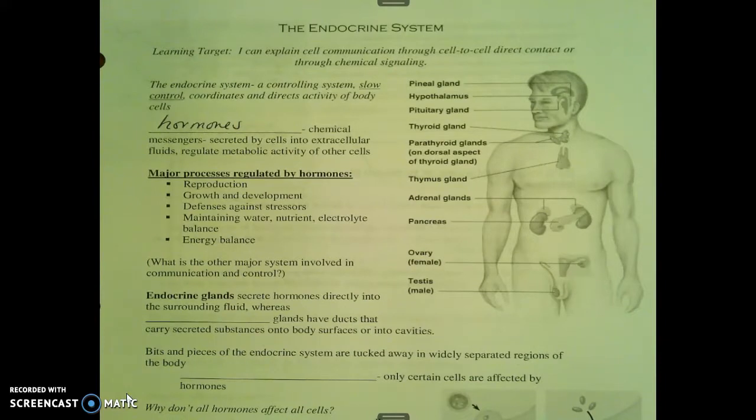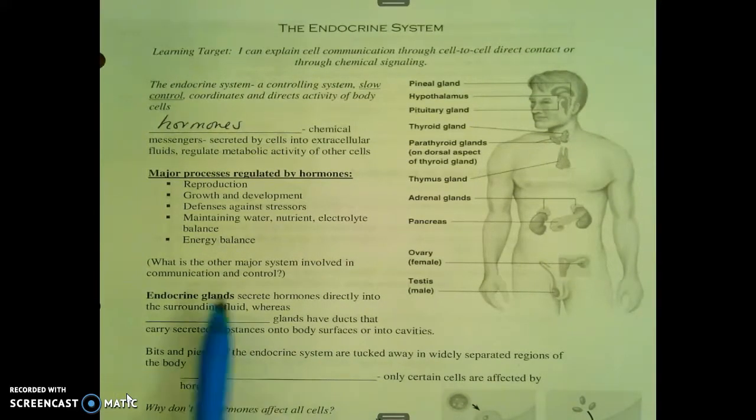While most people probably think about reproduction as being a major process regulated by hormones, there are a number of other functions that hormones can play, such as regulation of growth and development, namely growth hormone helps with this, defenses against stressors, maintaining water, nutrient, and electrolyte balance, specifically antidiuretic hormone can help with water maintenance, and energy balance, as we'll see a little bit later with glucagon and insulin.